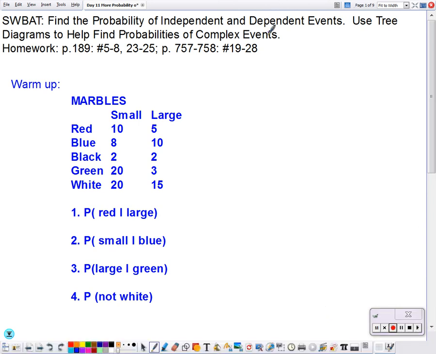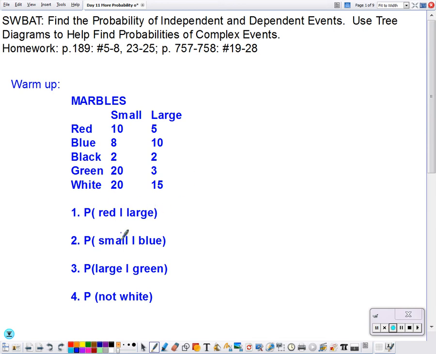Okay, so this is a video that is really the second day of finding the probability of independent and dependent events. Yesterday we looked at some problems like the warm-up, so everyone take a minute, pause the video, and work on these 4 little questions.